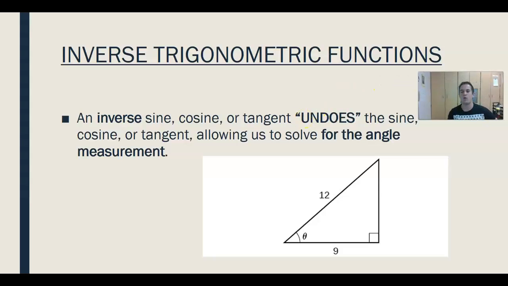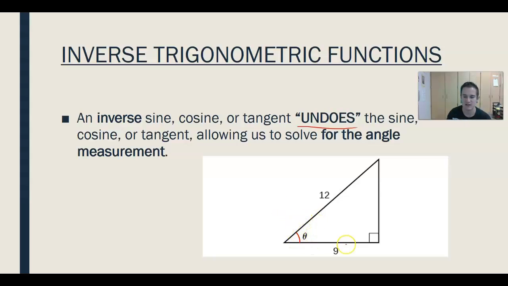And then one other kind of reminder about right triangle trigonometry is inverse trigonometry functions. So an inverse sine or tangent or cosine undoes the sine, cosine, or tangent, allowing us to solve for the angle measurement. So earlier on the other page, I said the sine.